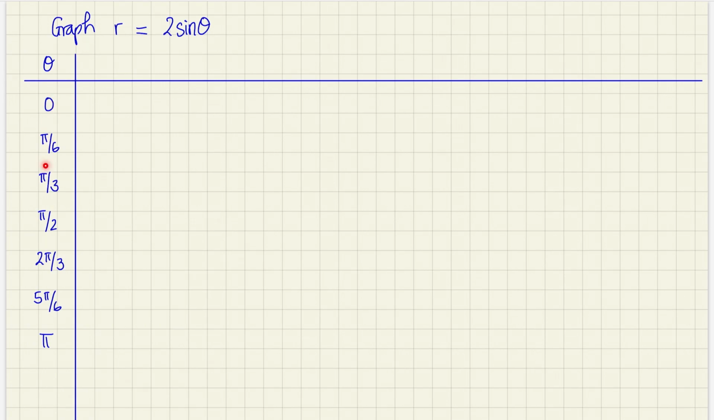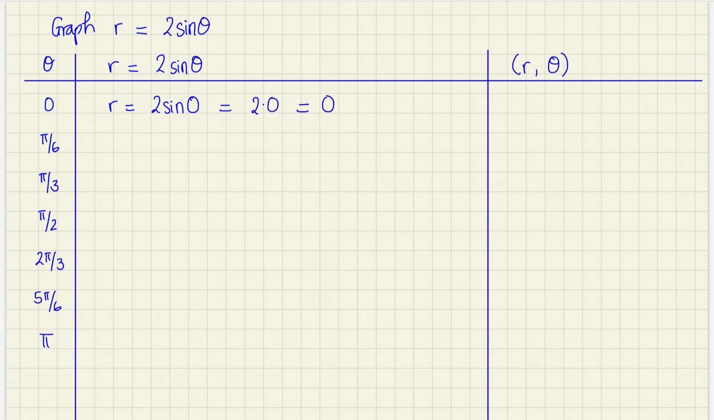And I am going to plug these theta values in and solve for r. So when theta equals 0, I plug 0 in here, I will have 2 times sine of 0. Sine of 0 is 0, so I have 2 times 0, which is 0. The first pair will be 0, 0. When theta is pi over 6, I will have r equals 2 times sine of pi over 6. Sine of pi over 6 is 1/2. So I have 2 times 1/2, which is 1.